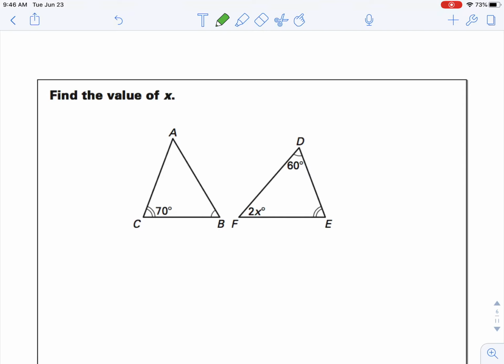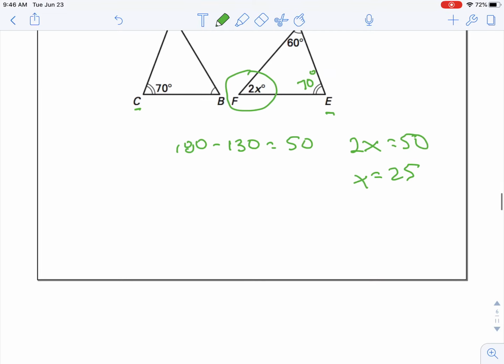Find the value of X. Well, I can see that X right here is angle F is 2 times X degrees. Now, I know that this angle C right here is marked 70 degrees, and it's also going to be the same as E because it's marked with 2 tick marks. So this is 70 degrees. So now, using the triangle sum theorem, I know that 60 plus 70, which is 130, is the two angles, and they all have to add up to 180, so that gives me 50. So that means that 2x is equal to 50, and x then is 25.